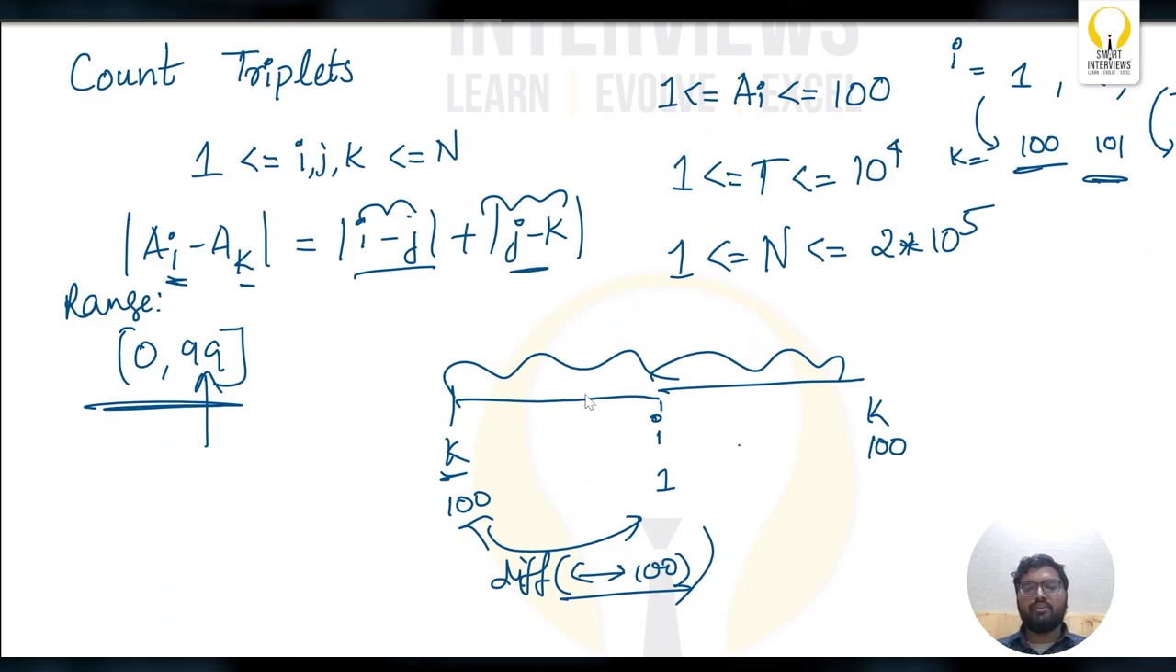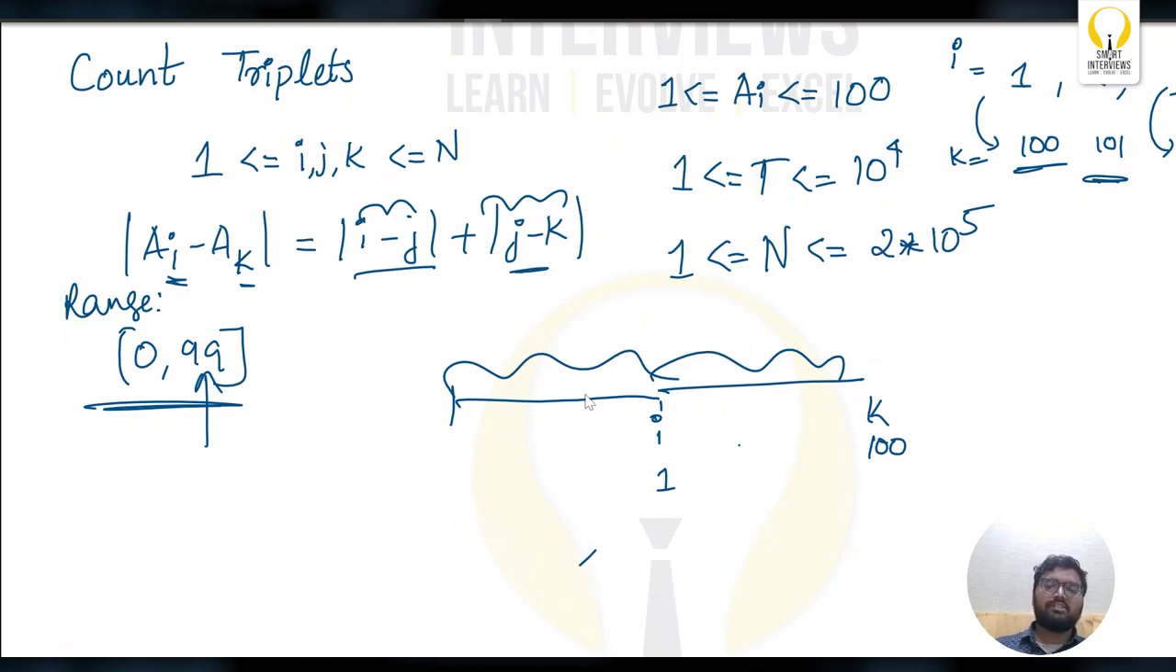Is it clear to everyone how we are trying to fix our i and k? We'll discuss the scenarios here.